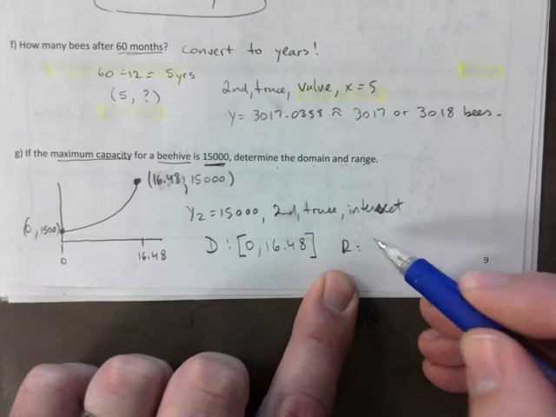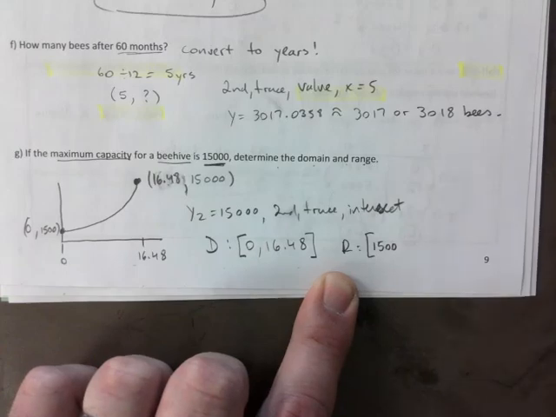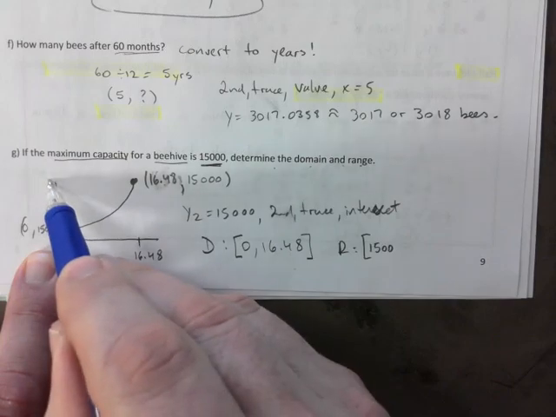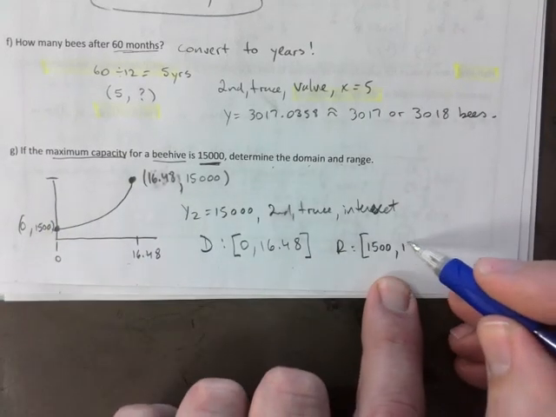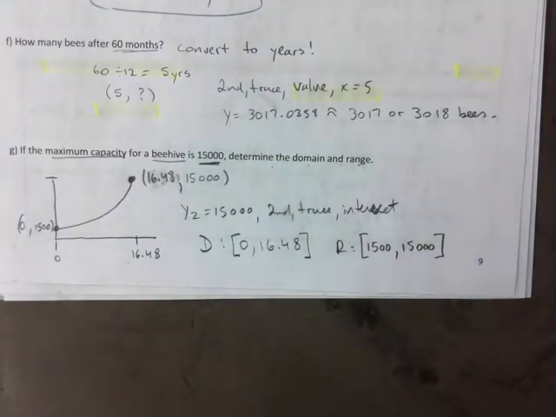What's my range? The lowest amount of bees in this particular model is 1500, right? That's my initial. And I go as high as 15,000. So in this case, everything is closed in, no round brackets anywhere. And I'll do the graph, and then you could do some of your own. Try it yourselves. You need to try it to get comfortable with this.